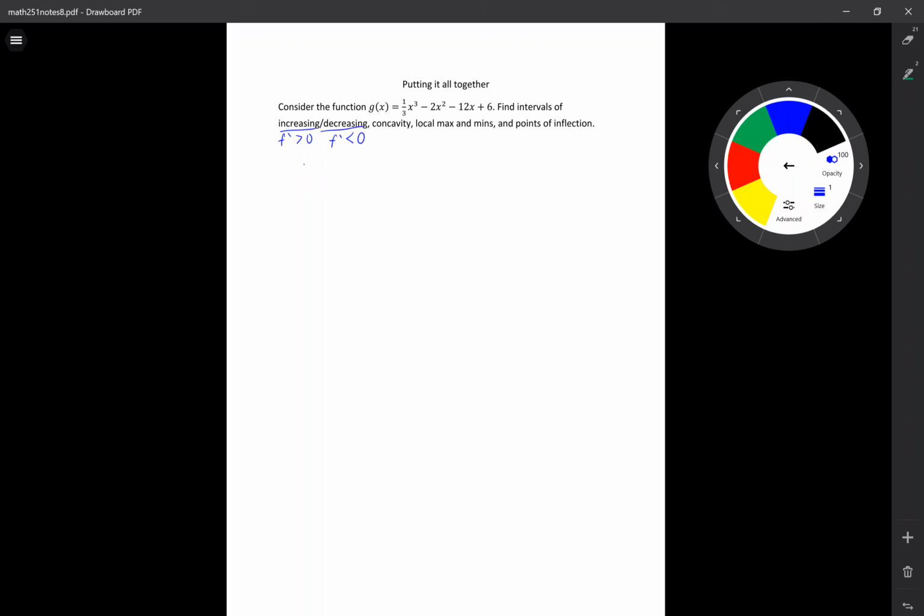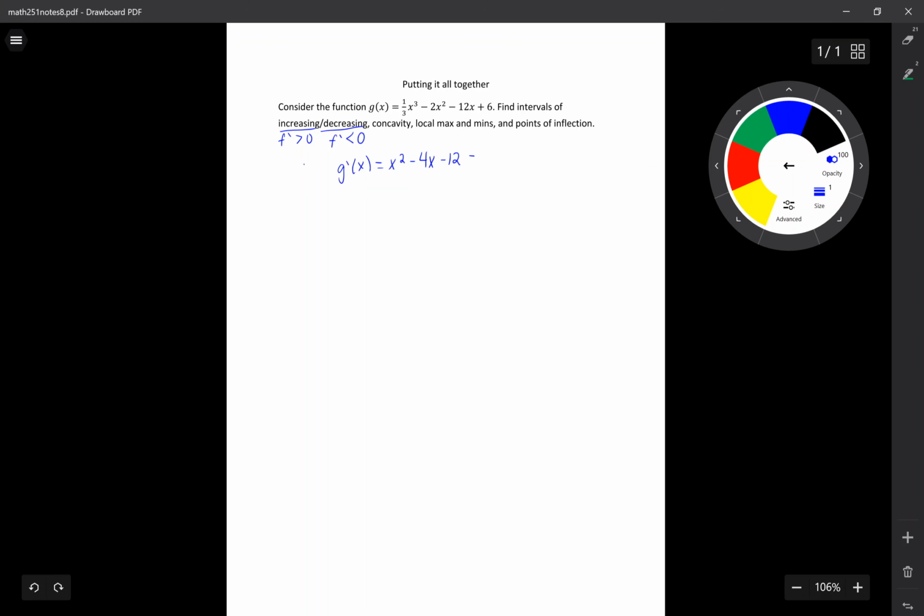And according also to our first derivative test, knowing where our function is increasing and decreasing can help us classify our local extrema. So in order to find our intervals of increasing and decreasing, I'm going to find my derivative and set it equal to 0. This will help us to find our critical points and will also help us to find this interval of increasing and decreasing. So g prime of x is equal to x squared minus 4x minus 12.